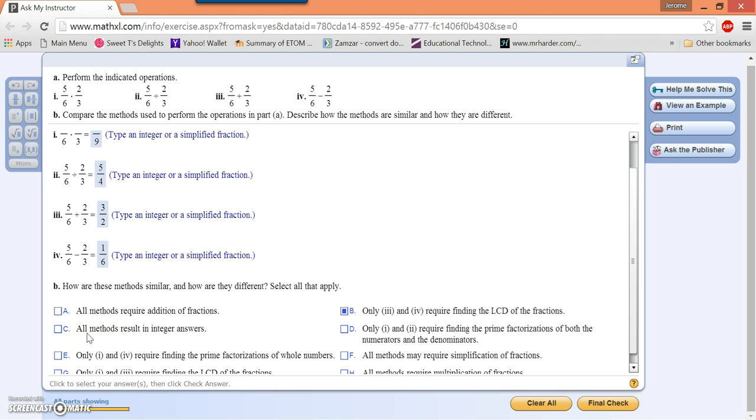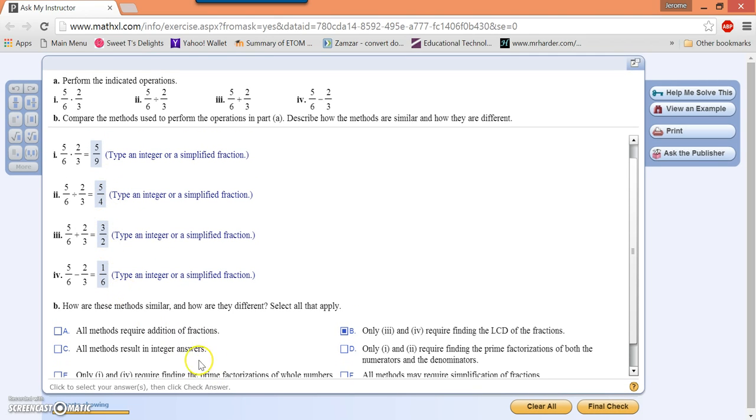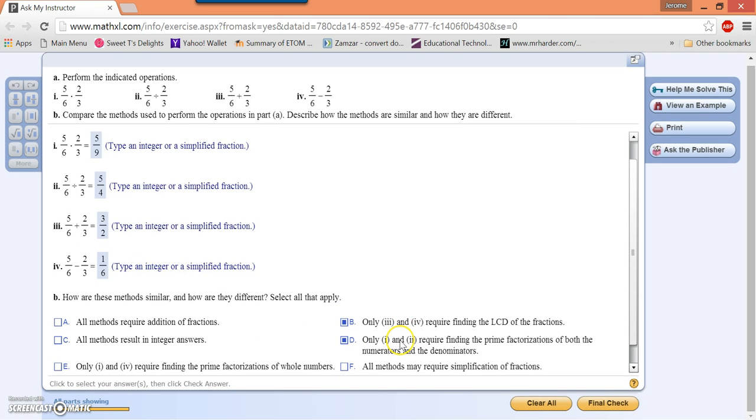Now it says all methods result in integer answers. That's not correct because we know integers are not fractions. So now we go to D. Only 1 and 2 require finding the prime factorization of both the numerator and the denominator. Now basically, whenever you're multiplying and you're trying to simplify before you get to your answer, that's a form of finding the prime factorization. So that would be also 1 and 2. So D is also correct.